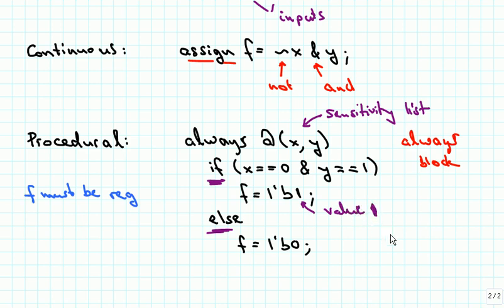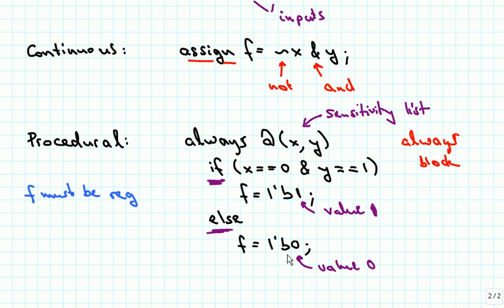And then if that is not true, then comes the else clause, and f is going to be 1'b0. And the 0 here stands for the value 0. The 1'b again stands for the fact that we just use 1 bit for that, and that we specify this bit in binary.